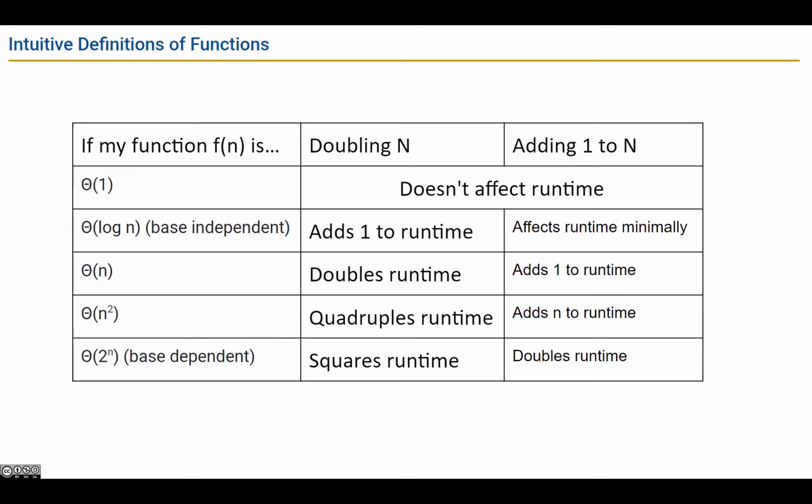Theta n: if you double the size of n, you double the runtime. You add 1 to n, you add 1 to the runtime. Theta of n squared means if you double n, then you quadruple the runtime. If you add 1 to n, you're adding about n to the runtime. If you have theta 2 to the n, doubling n will square the runtime, whereas adding 1 will approximately double the runtime. This is actually dependent on the base. Theta 2 to the n is a different complexity class than theta 3 to the n, which is different from theta 1.618 to the n, which is different from every other base. Any questions before we move on?